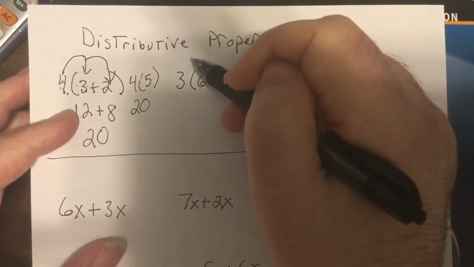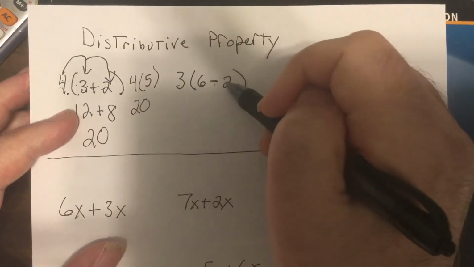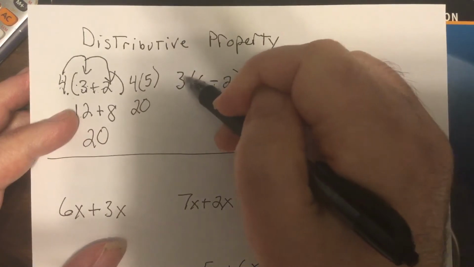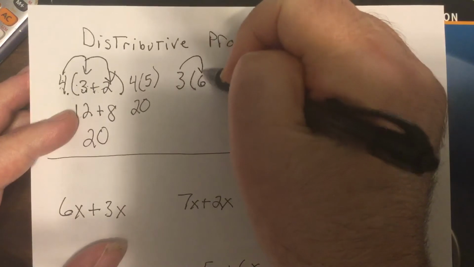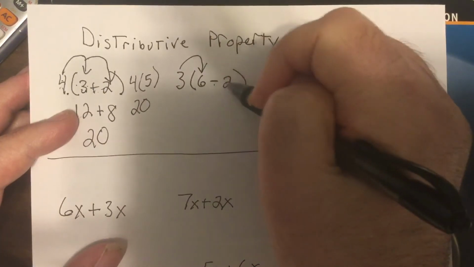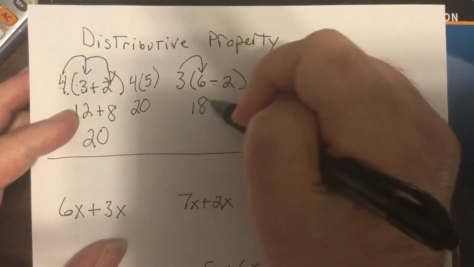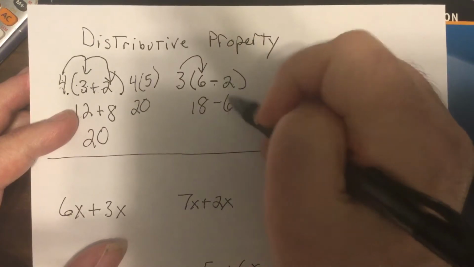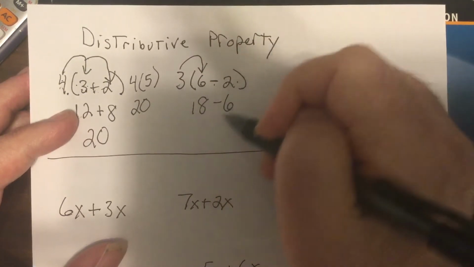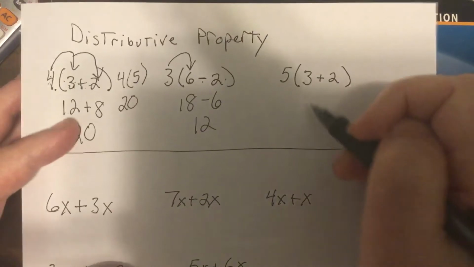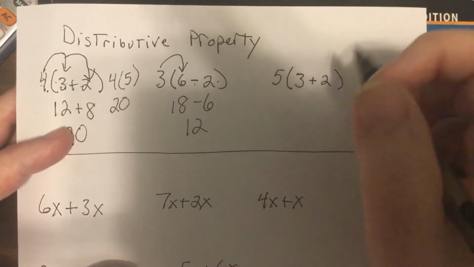This one. So we could go 6 minus 2 is 4, 4 times 3 is 12, or you could, since it's just numbers, combine. That'd be 18 minus 6. Multiply this to both terms, which is 12. So go ahead and do this one either way you want.